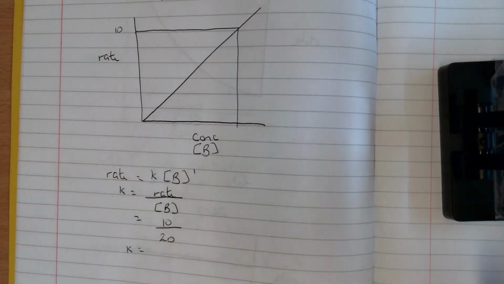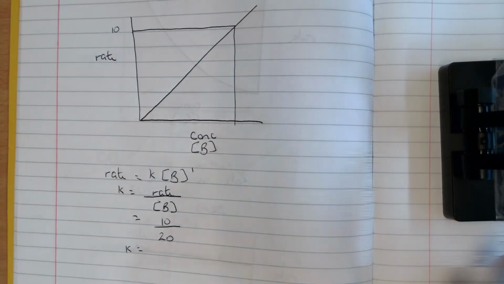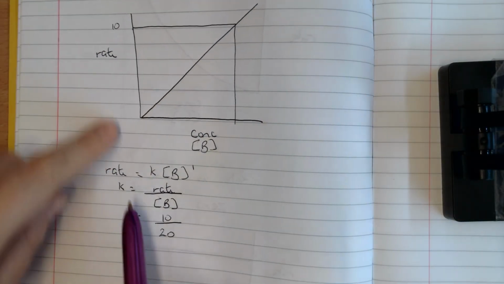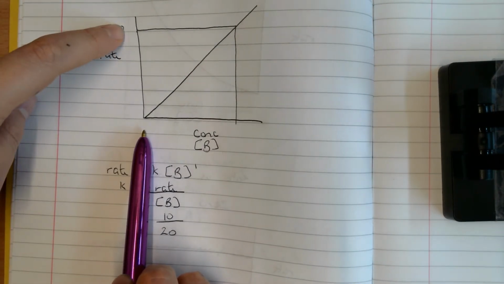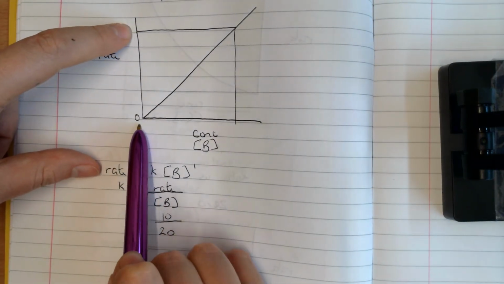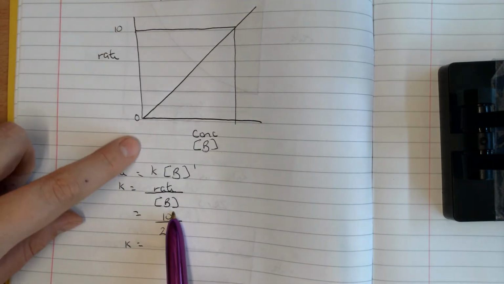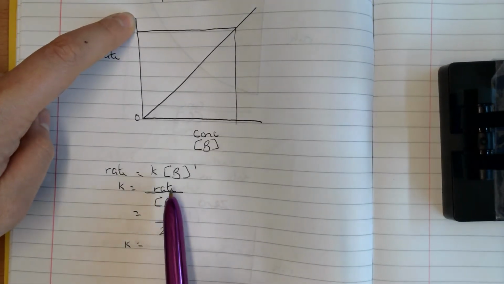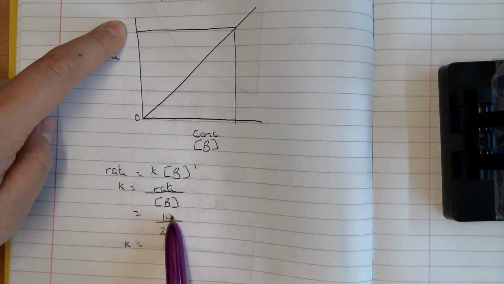Now what you'll often see is that they'll say that K is the gradient of the line. But if you look at what we've just done, I read this value off as 10 because rate is on the y-axis. Let's say that this is 0. That there represents the change in y. I'm going from 0 to 10. That value 10 represents the change in y. So by just reading the value for rate off the y-axis, I've got the change in the y-axis.